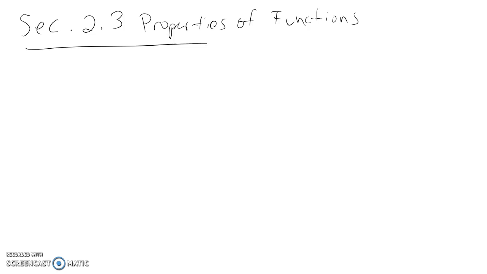In this video, we're going to talk about section 2.3, properties of functions. Before you watch this video, you should definitely read the definitions of local minimum and maximum, absolute minimum and maximum, because I'm going to try to draw a couple of functions that might help you keep these ideas straight.